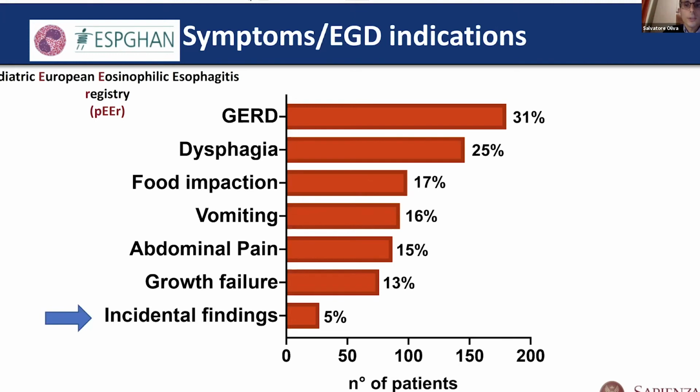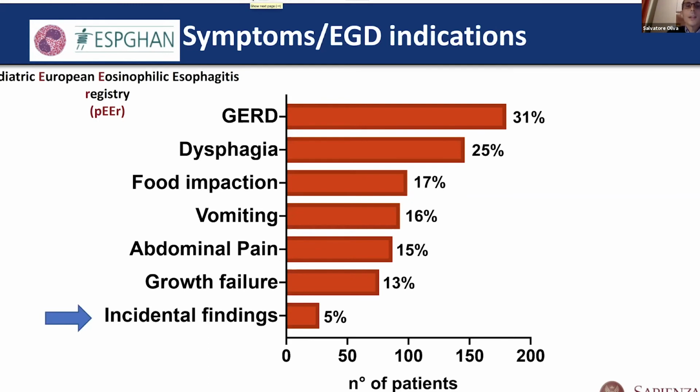It is also interesting to see that in 5% of cases you have incidental findings, which means that these children received an endoscopy for another reason, for example celiac disease or something like that. And then the endoscopy found the presence of eosinophilic inflammation and made the diagnosis.